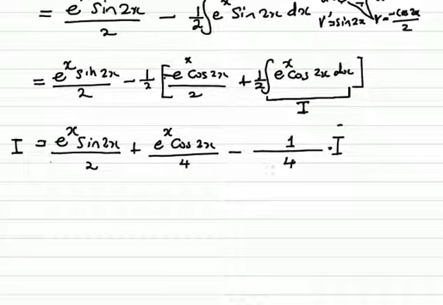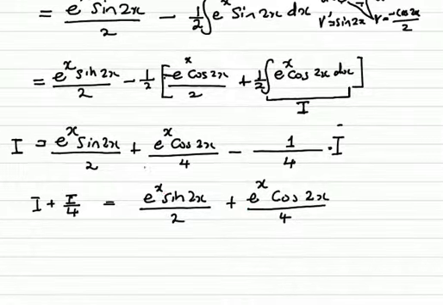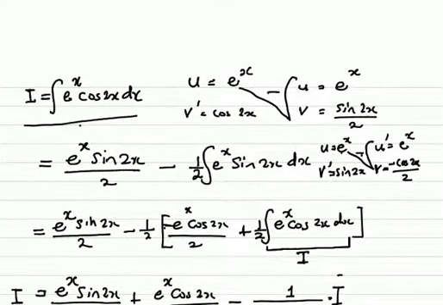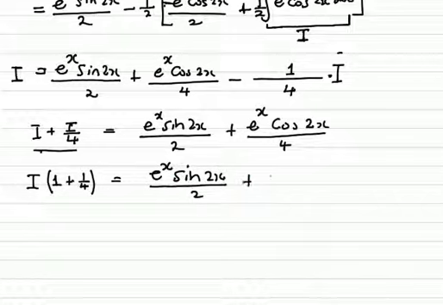So we can group these I's together, which is going to give us I plus 1/4 of I equals e to the power of x sine 2x all over 2 plus e to the power x cosine 2x all over 4. Now our target at the beginning was to get I, and now we've got I in the equation. So we can take the common factor I and have inside the brackets 1 plus 1/4, equals e to the power of x sine 2x all over 2 plus e to the power x cos 2x all over 4.